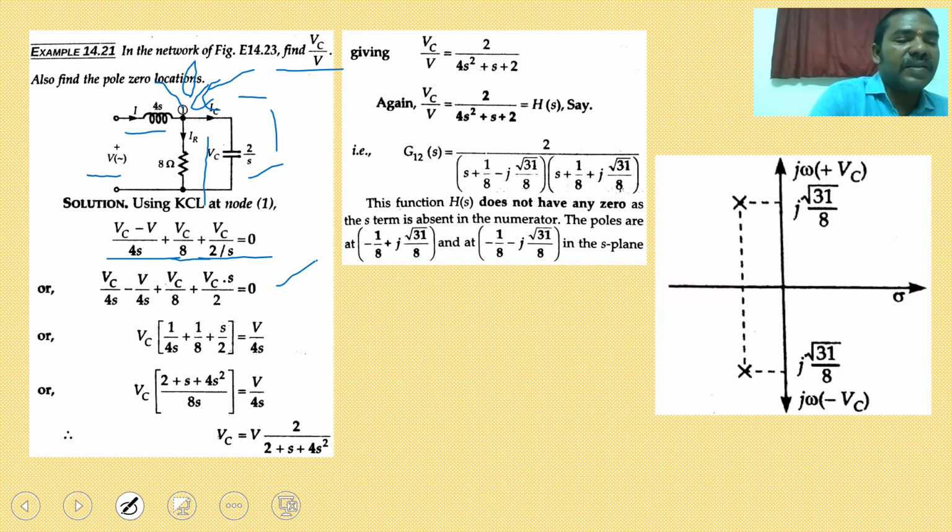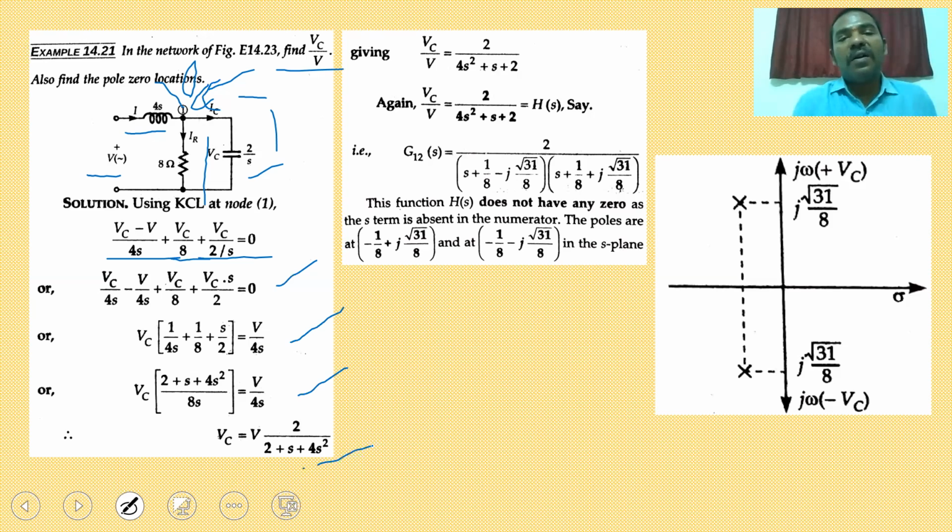So I am taking Vc as common: Vc into (1 by 4S plus 1 by 8 plus S by 2) is equal to V by 4S, or Vc is equal to (4S square plus S plus 2) divided by 8S is equal to V by 4S, or Vc is equal to V into 2 by (S plus 4S square). So Vc by V is your question. So Vc by V is equal to 2 divided by 4S square plus S plus 2. So this is your H of S value.